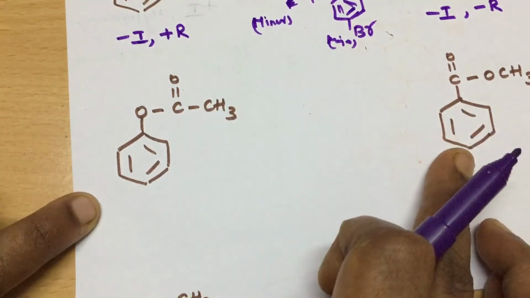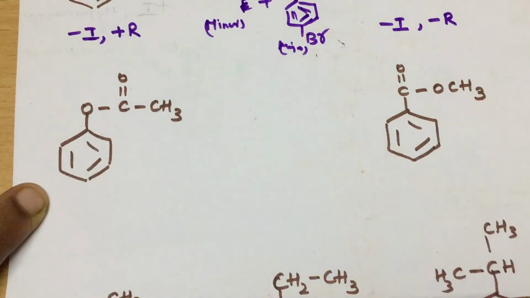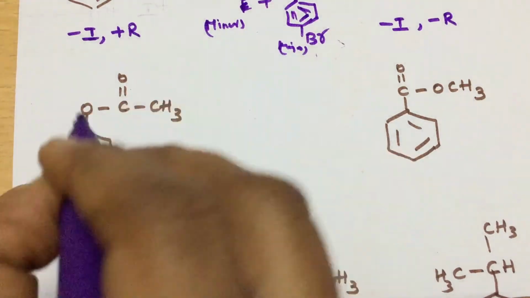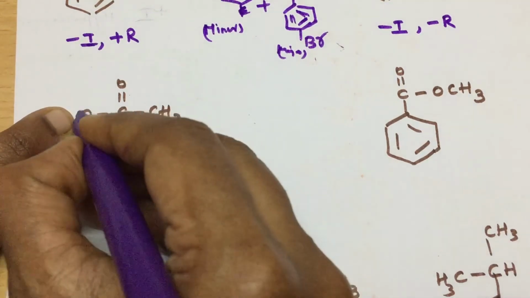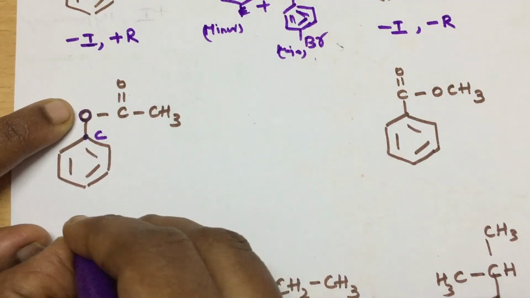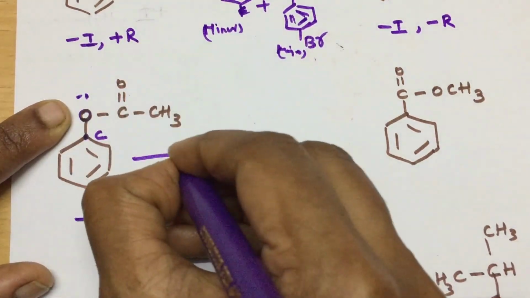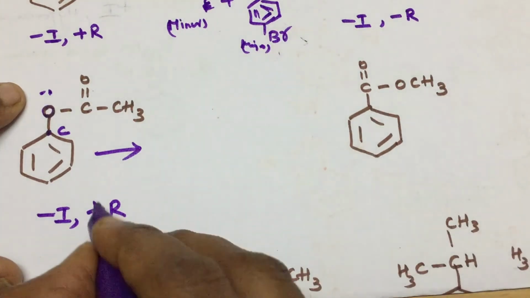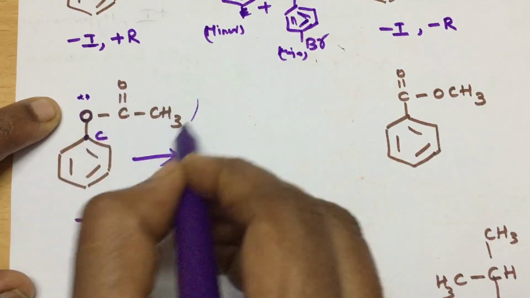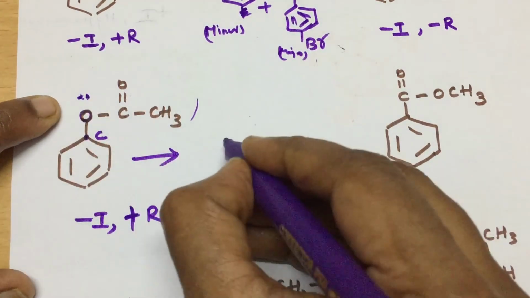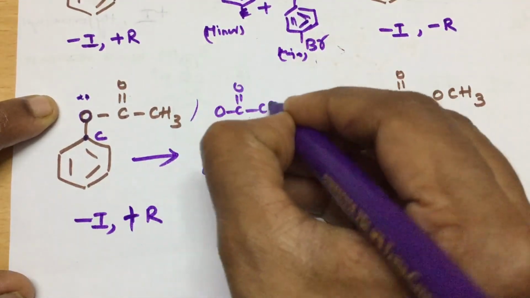Here if you write the molecular formula, both are the same. See, this is also an ester, this is also an ester. But here, use the trick carefully. This is the carbon of interest. This is oxygen. Oxygen is more electronegative than carbon, so minus I. It has a lone pair, so plus R. Same story. Unlike phenol, here an acyl group is attached, so there is a competition. So you will get a monobrominated product, both ortho and para.